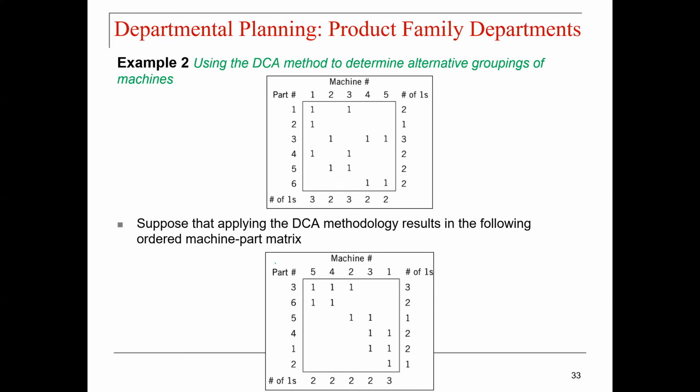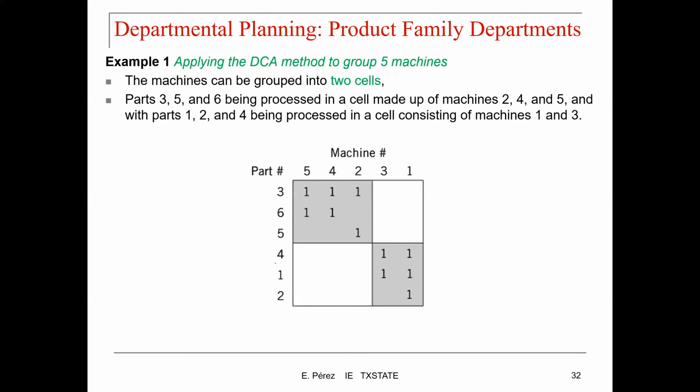Okay, so that's the answer. We have 2 cells, and we can say cell 1 will have machines 5, 4, and 2, and will produce 3, 6, and 5, and then the second cell will have machines 3 and 1, and will produce parts 4, 1, and 2.